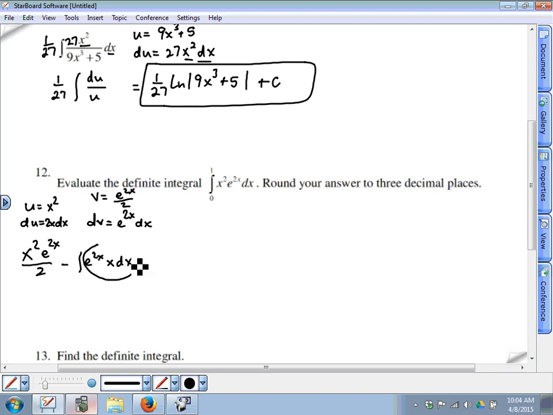And this is the part here that's going to require another integration by parts. So we're going to have u is equal to x, du is dx. dv is e to the 2x dx, which we've already done. The integral of that is e to the 2x over 2.